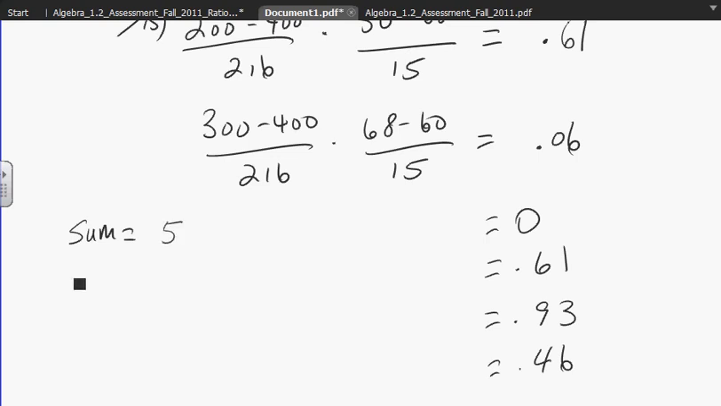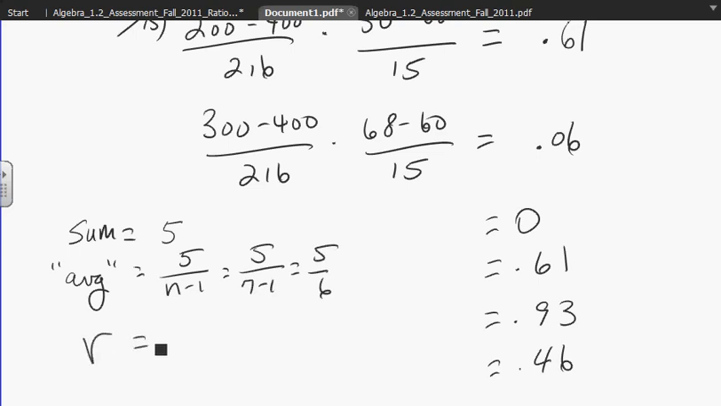And then I do this funny average. It's 5 divided by n minus 1. There's 7 values, so it's 5 divided by 7 minus 1, which is 5/6, which means my correlation is 0.833. Okay? So a fairly strong linear positive correlation.